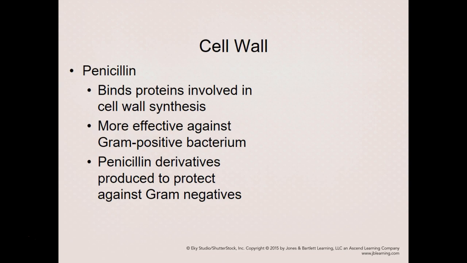And so when it binds to the cell wall proteins that produce peptidoglycan, we can't produce peptidoglycan, and the cells are going to die. So it's going to be very effective against gram-positive bacteria because they have a thicker layer of peptidoglycan. Gram-negative bacteria have thinner layers of peptidoglycan, so it doesn't do as much because they have that second cell membrane.